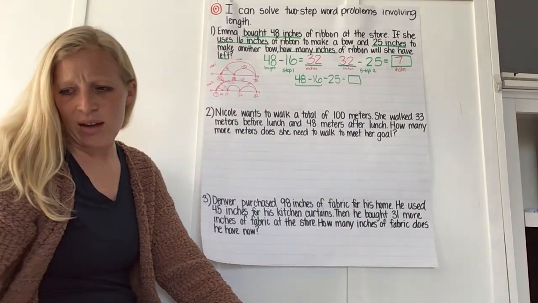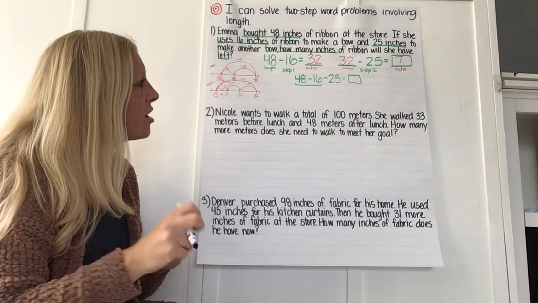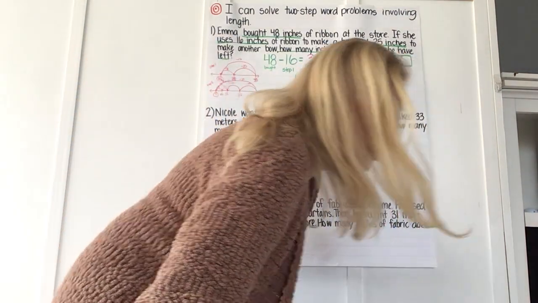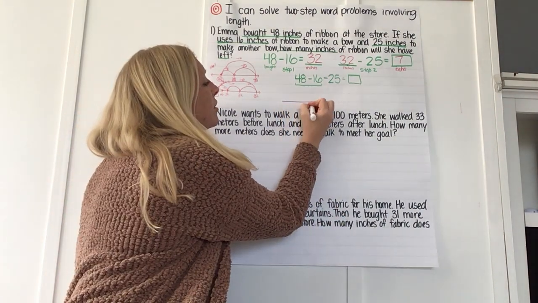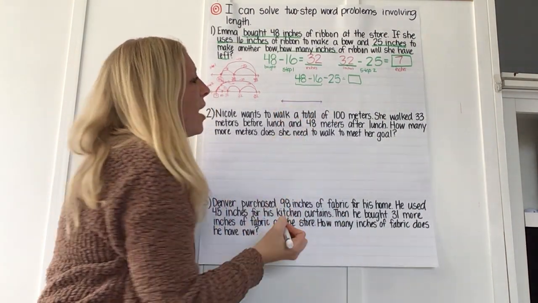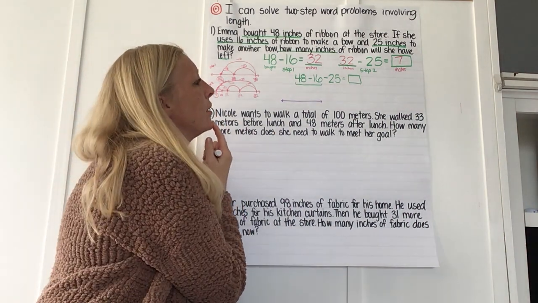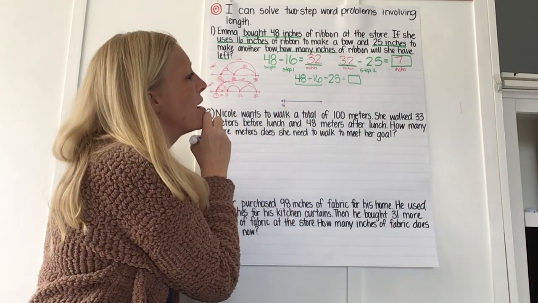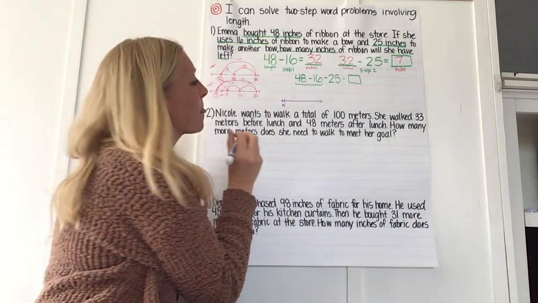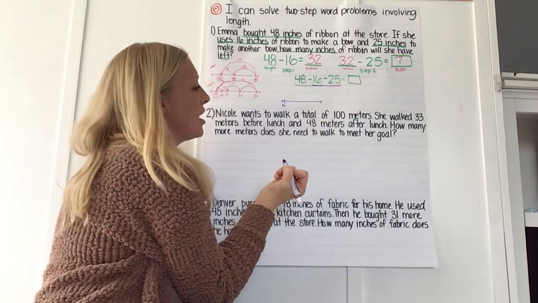Somebody else said something very different. Would you be willing to share your strategy? What did you do? You also did 2 number lines. How did you do yours? What did you add together first? Oh, you added 16 and what? 25. Ah, so what is 16 and 25?